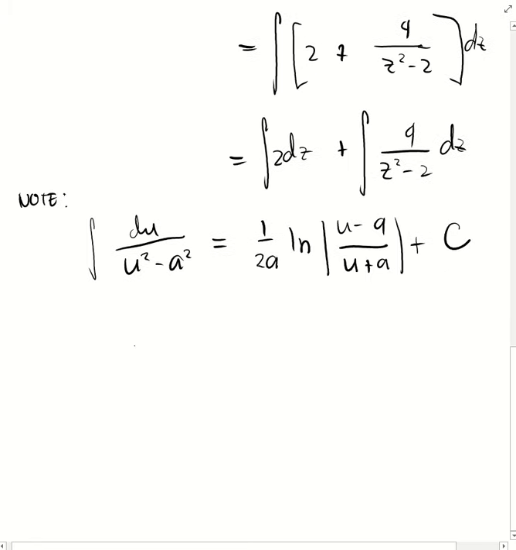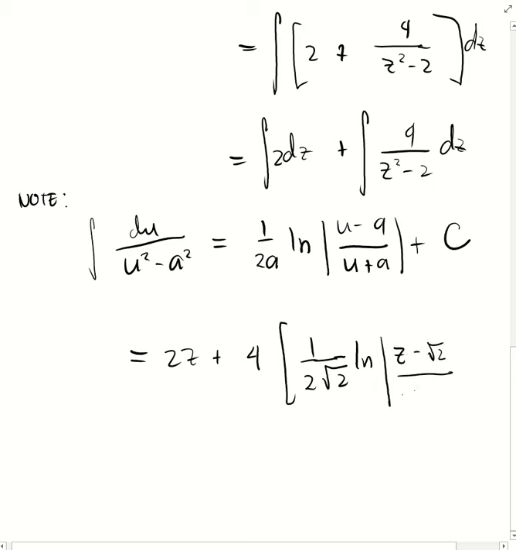So if we integrate now, the integral of 2 dz is 2z, plus the integral of this one, we have 4 dz over z squared minus 2. So z squared, our a is square root of 2. Then 1 over 2 times the square root of 2, ln of (z minus square root of 2) all over (z plus square root of 2), then plus c.